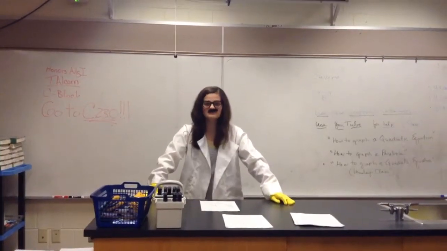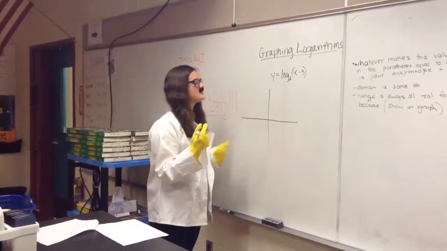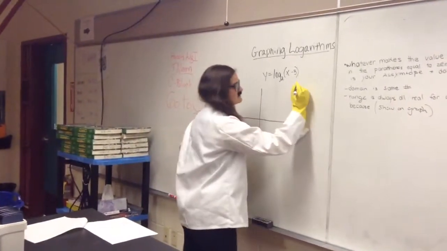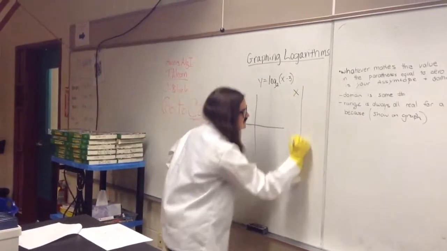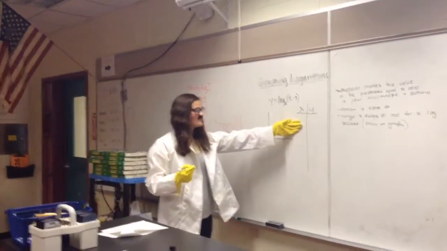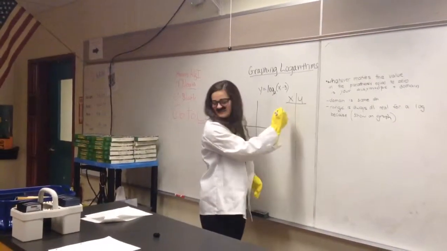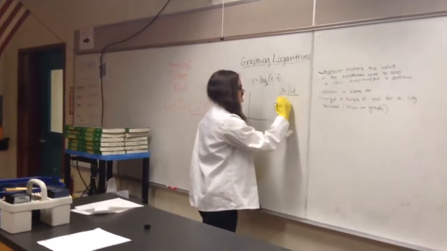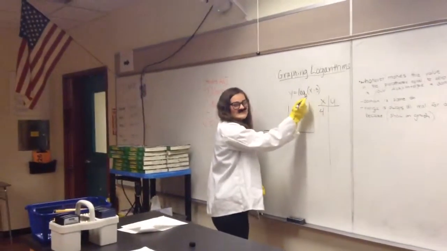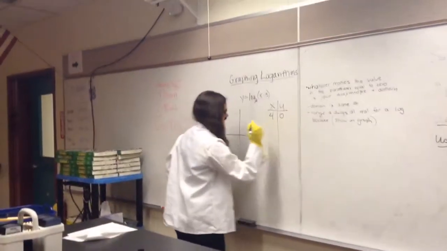Graphing logarithms is as easy as 1, 2, 3. Step 1 for graphing a logarithm is to make a table for x and y. And now we will put in some x values. First, we put in 4. 4 minus 3 is 1. Log base 2 of 1 is 0. Then we graph.